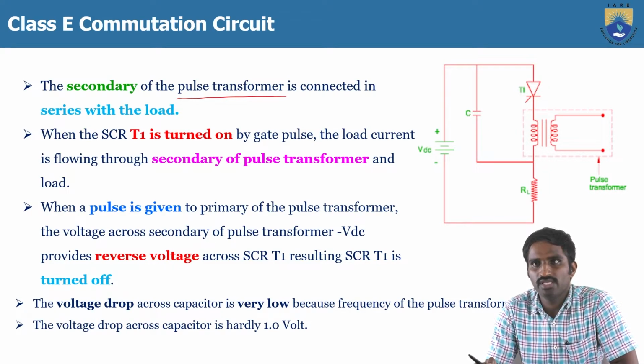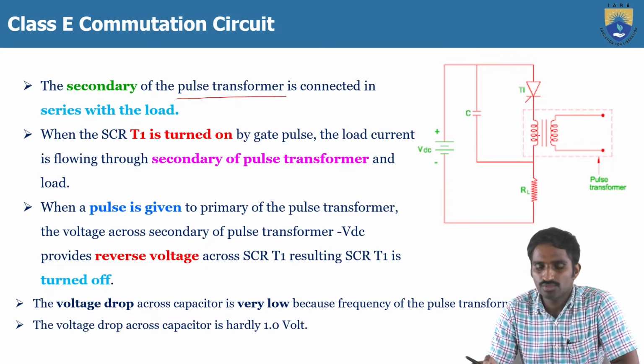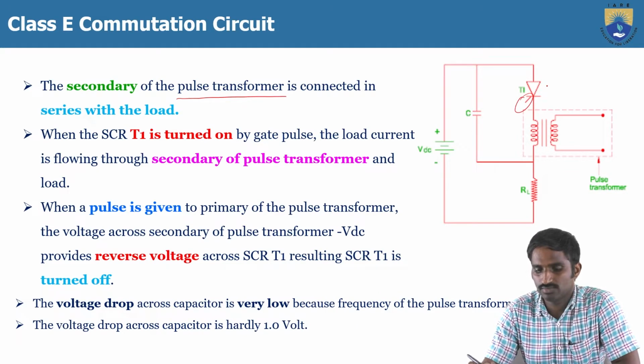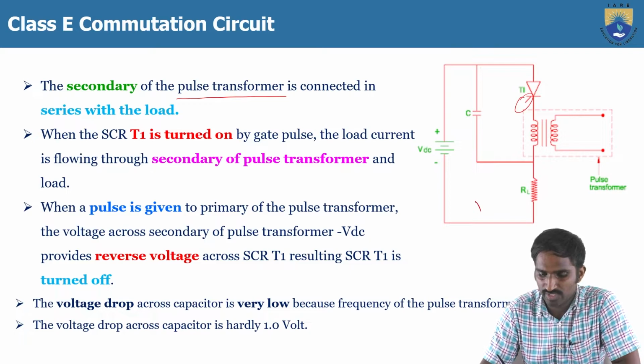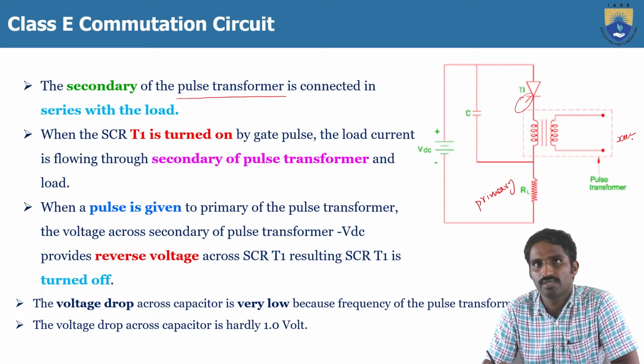But here, unlike in the previous commutation techniques from class A to class D, the major component is not the capacitor. Here the major component is the pulse transformer. So the process initially begins by giving the gate signal to the thyristor T1, so we are turning on the thyristor T1. During this time, the load current is flowing through the secondary of the pulse transformer and the load. This is the primary, and this is the secondary of the pulse transformer.